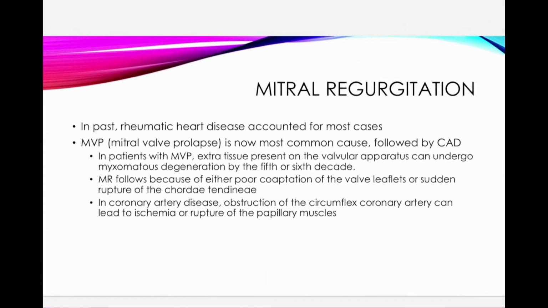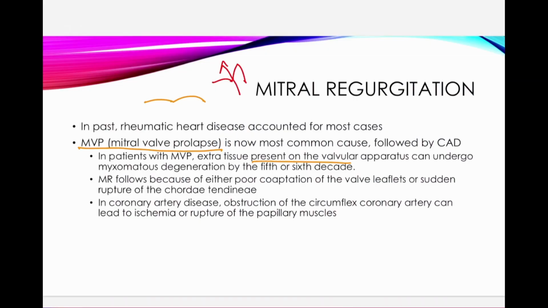In the past, rheumatic heart disease was the most common cause of mitral valve regurgitation, but now it's mitral valve prolapse. A lot of young females will have mitral valve prolapse. Nothing's wrong with it, it's fine. What happens is there's extra tissue present on the valvular apparatus, and when the mitral valve normally should close, the valve pops up. It prolapses up, and some blood can leak up that way when the valve pops. It's a popping sound.